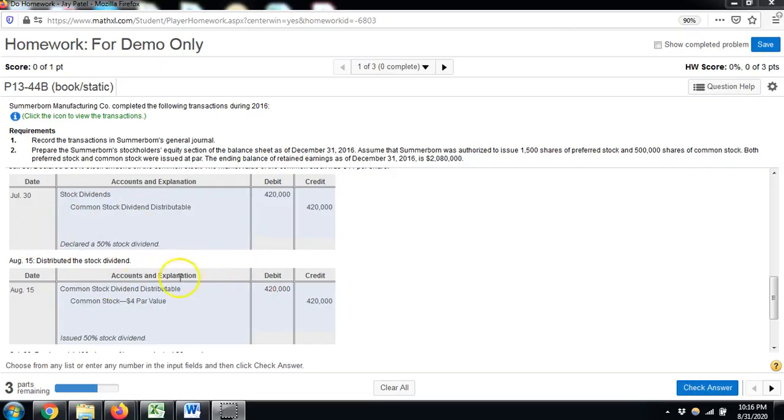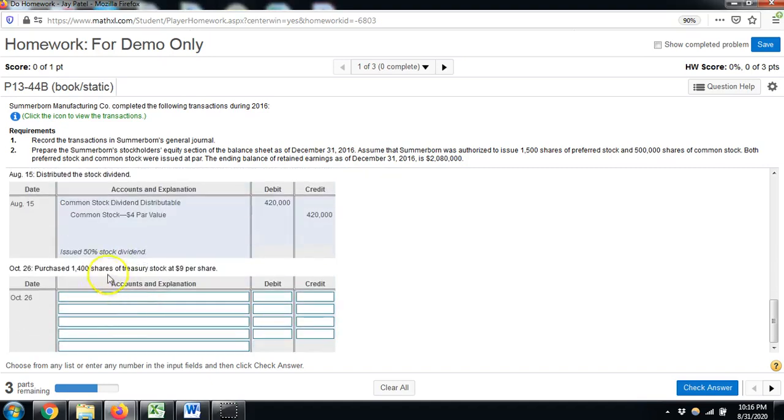So this is just a kind of pseudo stock split that's similar, but yeah, it's rare, but you should just know the accounting for it in case you ever see it. Okay, so now let's move on.